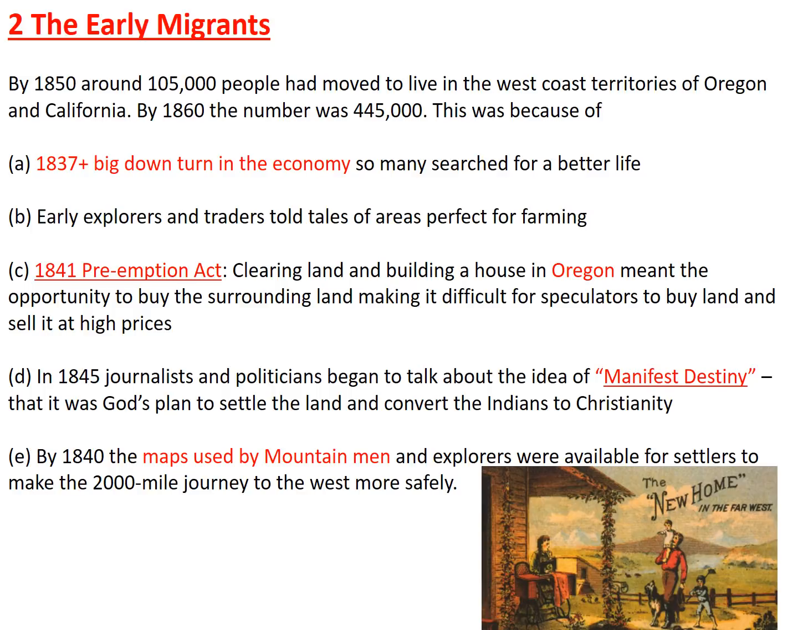In places like Oregon, we had the Preemption Act of 1841, which gave the farmers, settlers, the chance to buy the surrounding land once they'd settled down. Now, there was a lot of work that went into it, but it meant that the rewards were great. Increasingly, journalists were talking about the idea of manifest destiny, that it was God's plan, their destiny, their right to settle the land and convert the Indians to Christianity. And the maps previously used by mountain men helped to make the settling a simpler process.